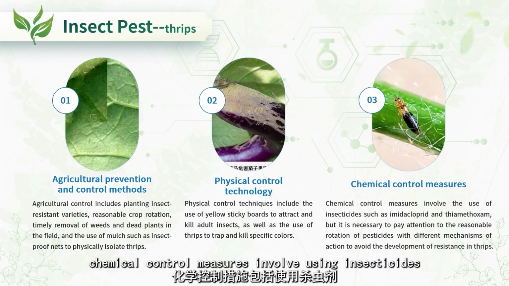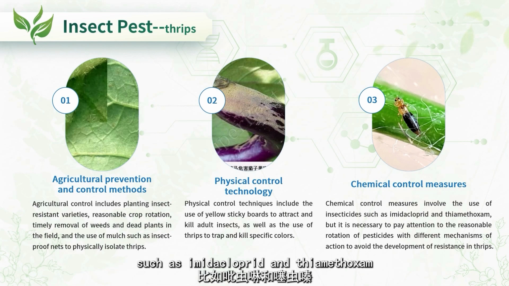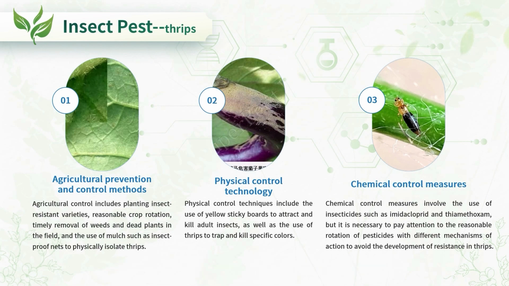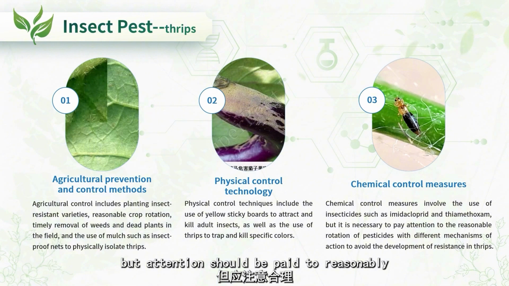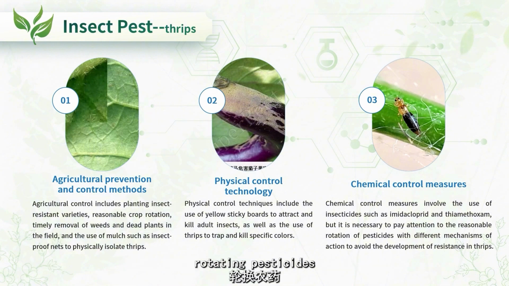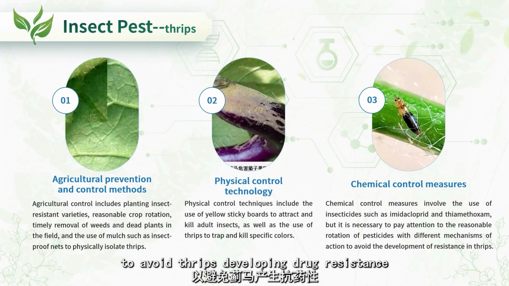Chemical control measures involve using insecticides such as imidacloprid and thiamethoxam, but attention should be paid to reasonably rotating pesticides with different mechanisms of action to avoid thrips developing drug resistance.